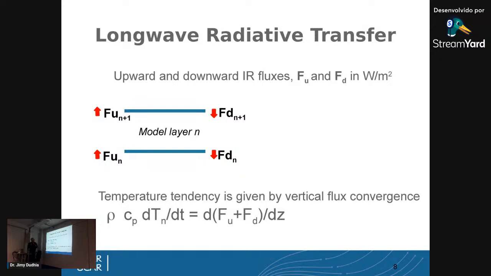So I'm not going to spend a lot of time on the details of how these schemes work, but generally the long wave transfer we do in the model is we compute a downward flux and an upward flux, where there's absorption and emission in each layer, and the divergence of the flux is what leads to the heating tendency. The dT, the temperature rate of change, depends on the divergence of these fluxes. So in the end, each layer you have a heating tendency from the long wave radiation scheme.